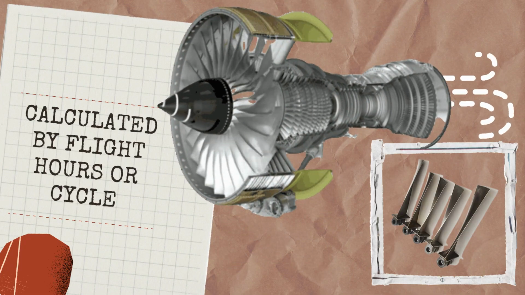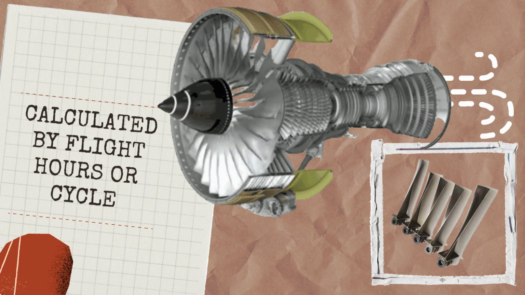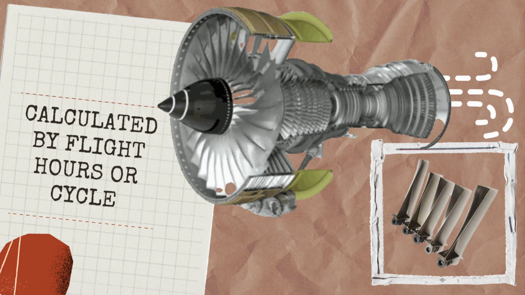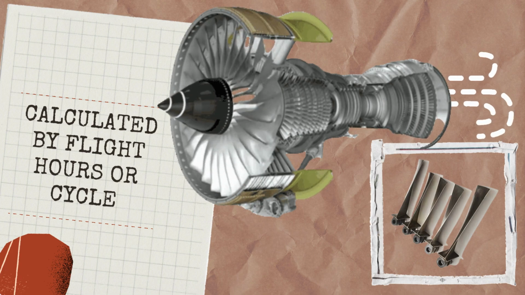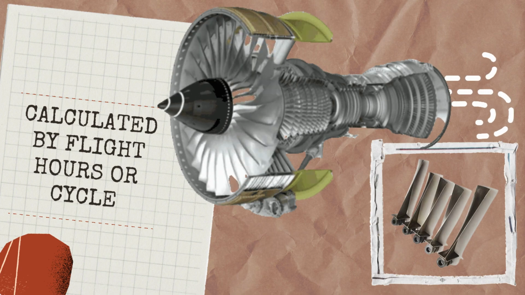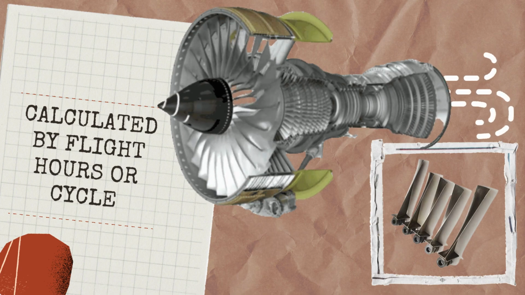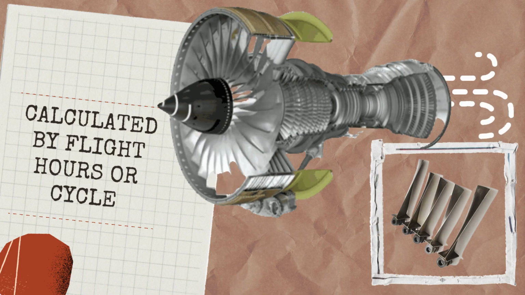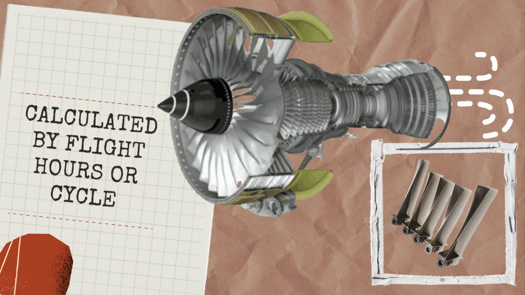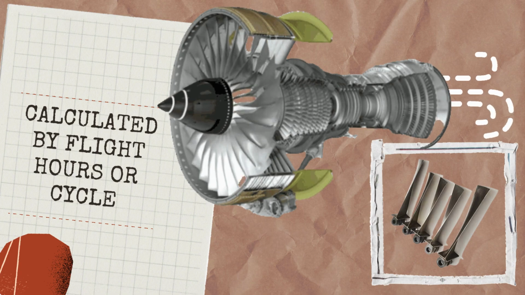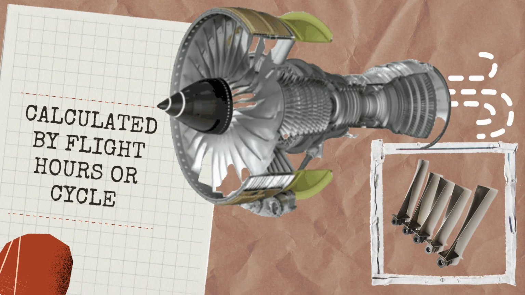A good example of this is the turbine blades in aircraft engines. These blades face extreme conditions such as high temperatures, high speeds, and a lot of pressure. Over time, these conditions cause the blades to wear down. Engineers calculate how long the blades can safely last, usually in terms of flight hours or cycles. Once the blades reach their predicted lifespan, they are replaced, even if they still look fine. This is done to make sure they don't fail unexpectedly during the flight.